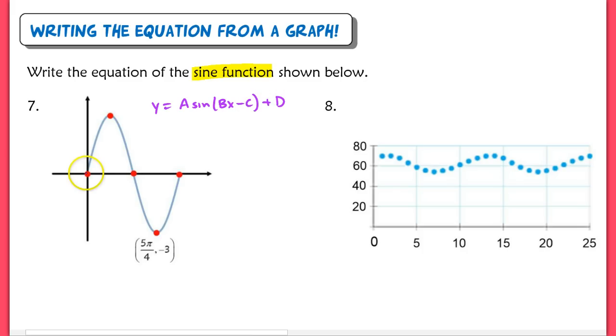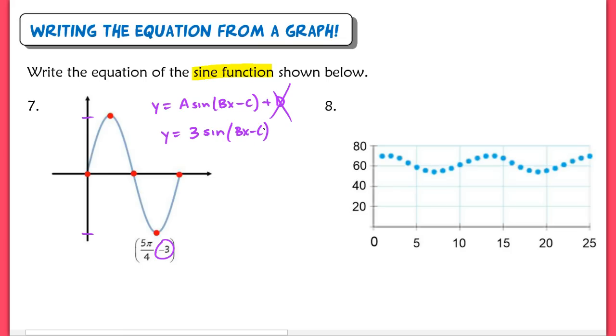Okay, but it looks like I haven't translated anything up or down because I'm at the horizontal axis here, so I can get rid of that because it's just plus 0 here. I also noticed that the amplitude here, it's vertically stretched by a factor of 3, so my amplitude here should be positive 3, also because I don't see a graph that looks like a reflection of the sine graph, so it's going to be a positive 3. So I have y equals 3 times the sine of some quantity here, bx minus c.